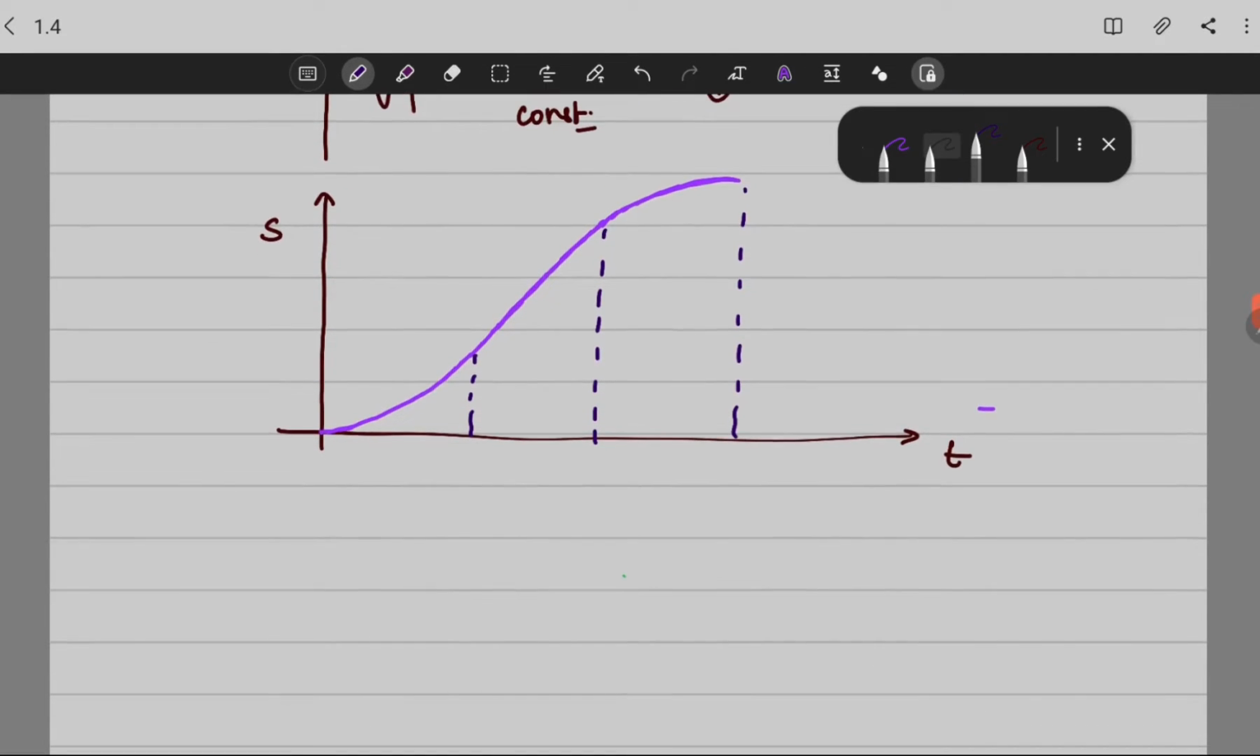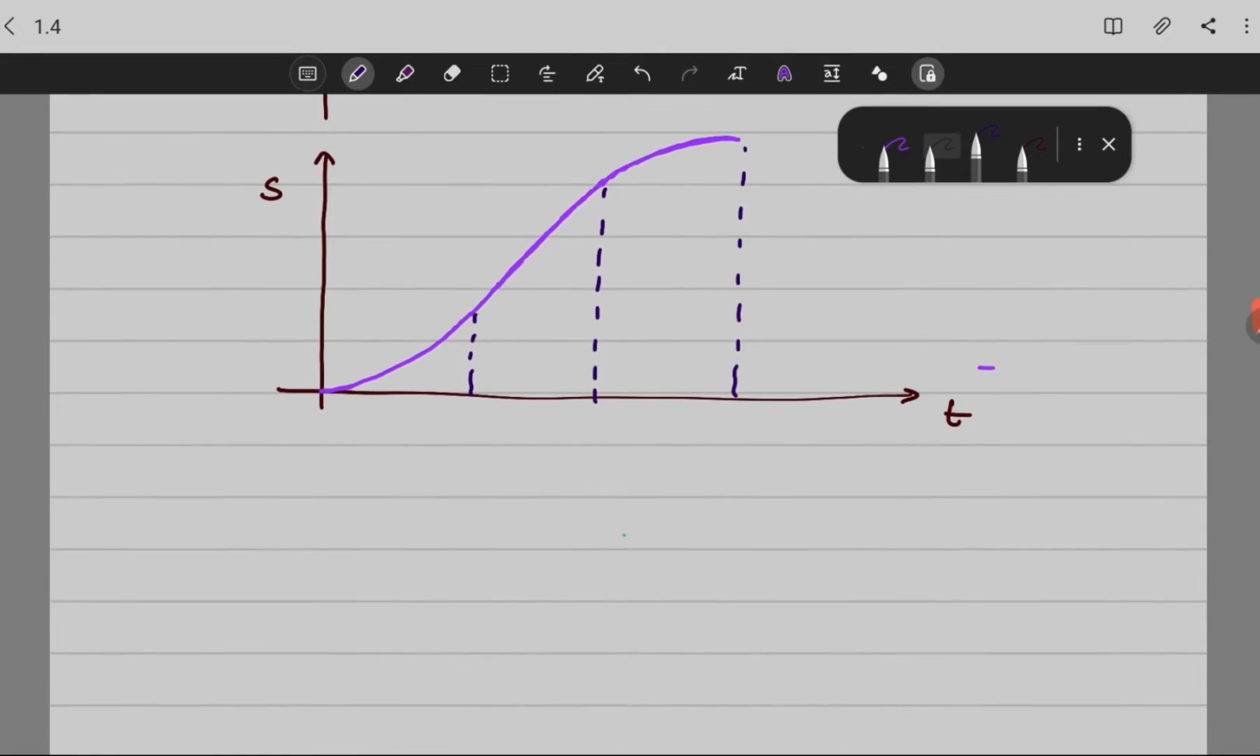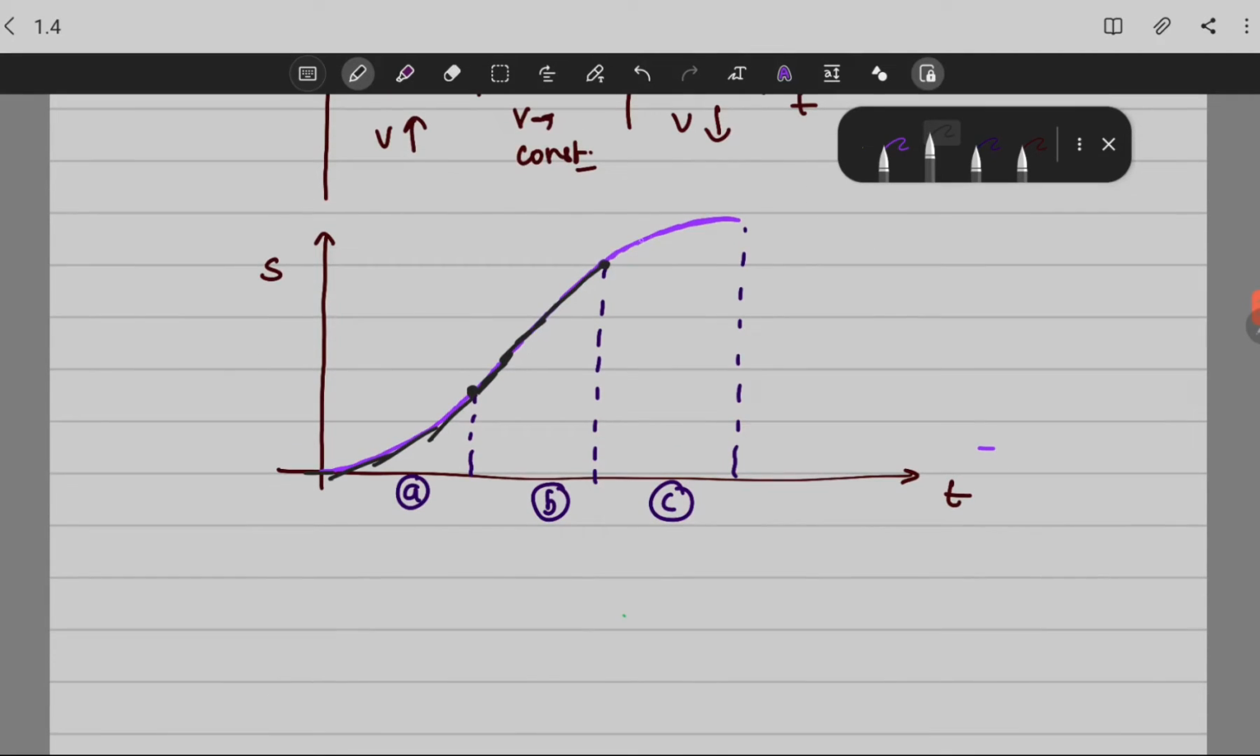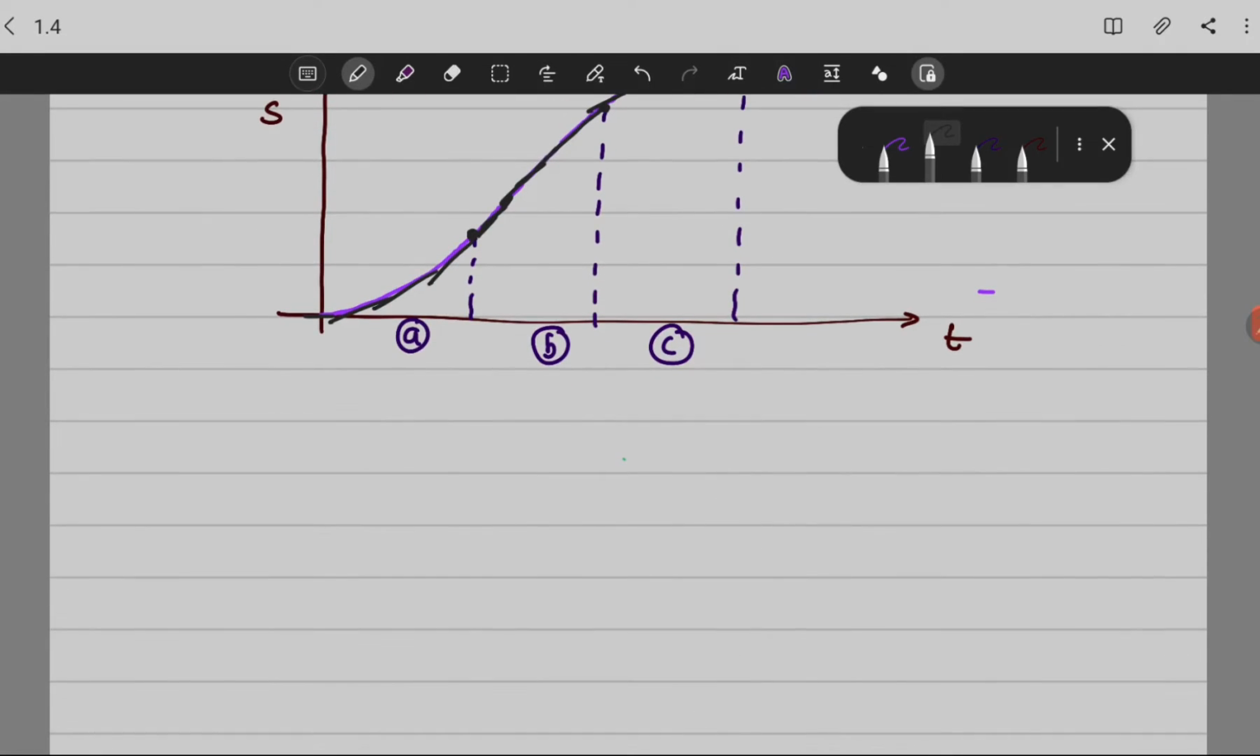So if we divide into this particular region ABC, we can observe that the displacement is increasing and the velocity keeps on increasing because the slope is increasing, and after that the slope is constant from this particular point to this particular point as the velocity is constant. After that the slope is decreasing because the velocity is decreasing. So now let us analyze the concept of the average velocity and the instantaneous velocity.